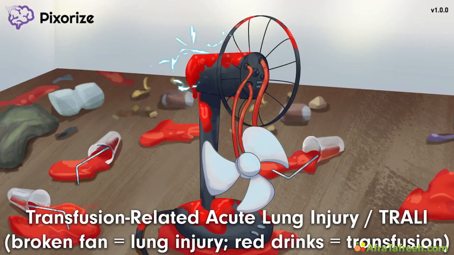The broken fan with spilled red drink is our anchor for transfusion-related acute lung injury, or TRALI for short. TRALI is exactly what its name suggests, a reaction to blood transfusions that causes difficulty breathing. TRALI typically occurs within 6 hours after transfusion, and this acute onset explains the word acute in the name.